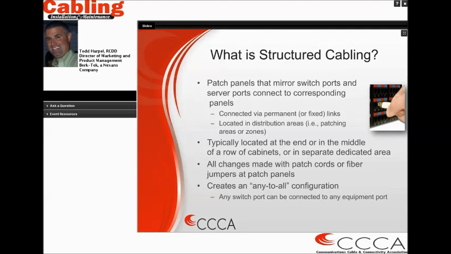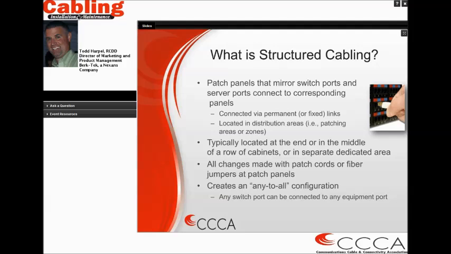I mentioned several times in that middle of row, end of row architecture the term structured cabling, and in the data center context, structured cabling really is designed as patch panels that are connected with permanent or fixed links to the switches and to the servers in the different parts of the architecture. So you're making these connections in between the switch and the server via a set of patch panels that represent the server ports and the switch ports. Typically, those patch panels are located either at the end or the middle of the row, as I mentioned, and they're in a separate cabinet or rack.